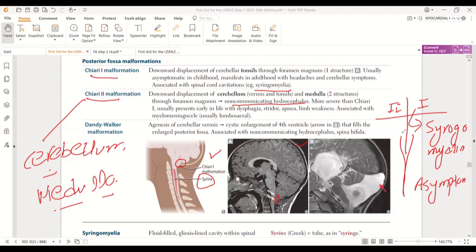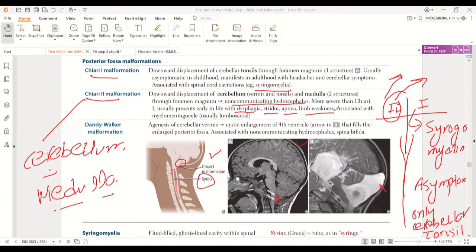So in Chiari 1, only the cerebellar tonsil is displaced through the foramen magnum, while in Chiari 2, the cerebellum plus medulla are both displaced through the foramen magnum, right? And it is associated with non-communicating hydrocephalus, not associated with syringomyelia, and it presents in early life with dysphagia, sleep apnea, and limb weakness, right?